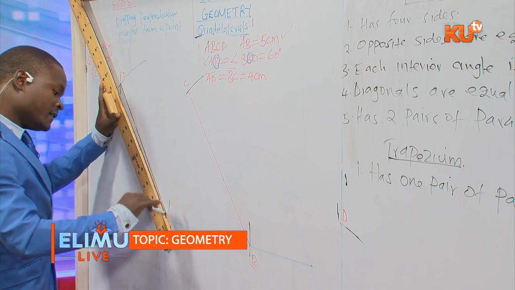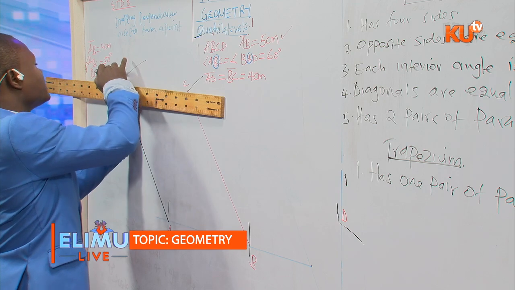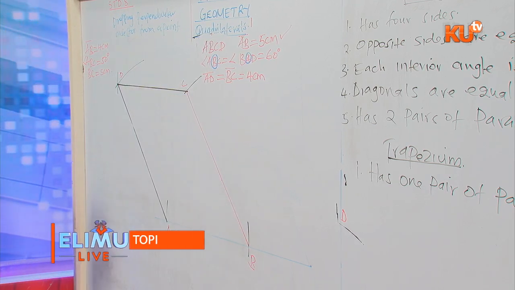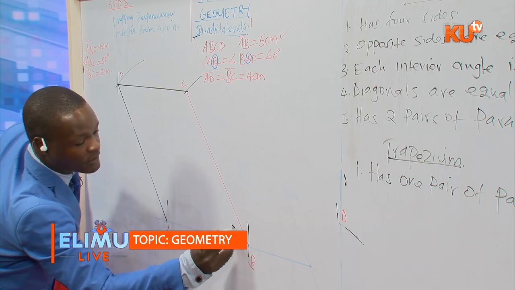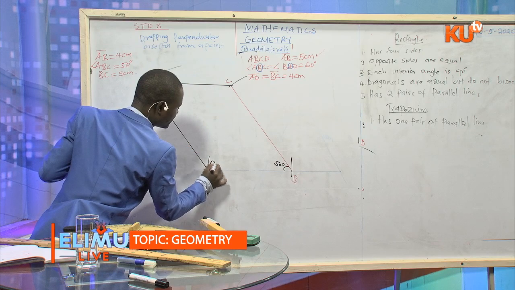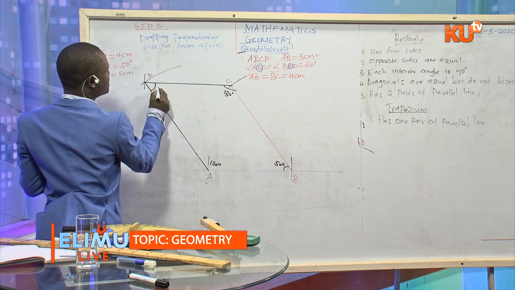And join point AD like that. And then you can also join point DC. Now, you can indicate this was 50 degrees, and then this is going to be 130 degrees. Of course, this one is also 130 degrees, and this is 50 degrees.